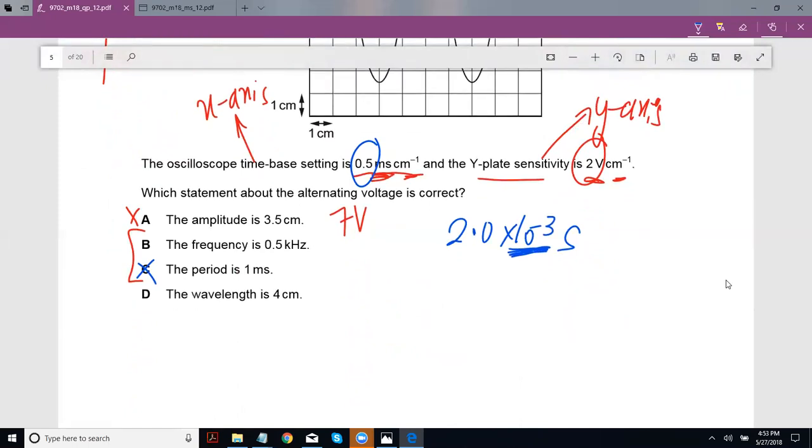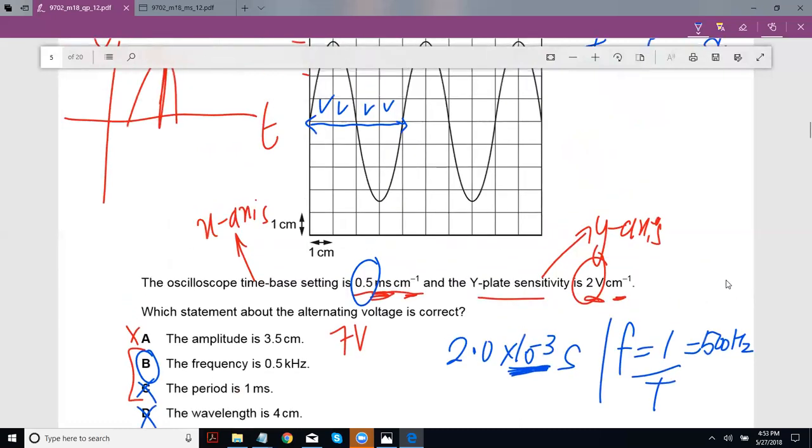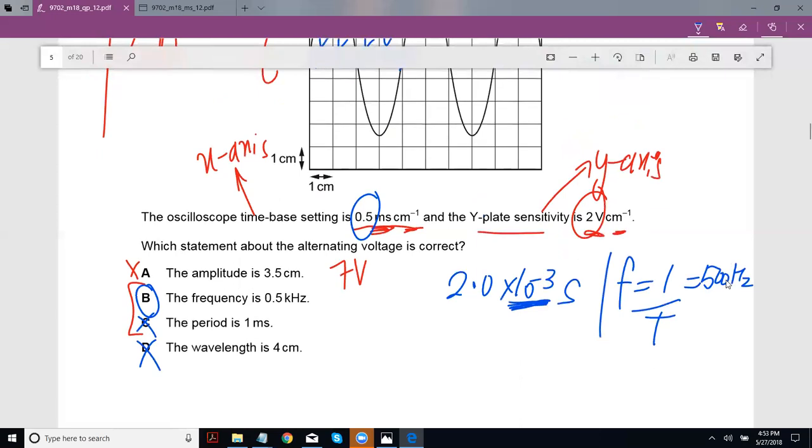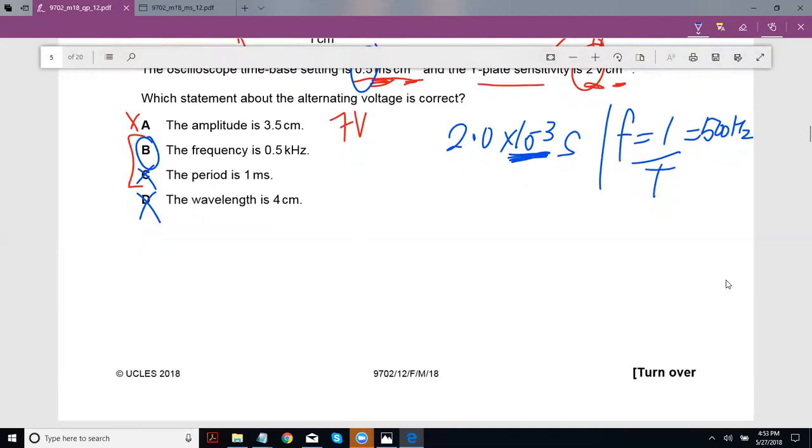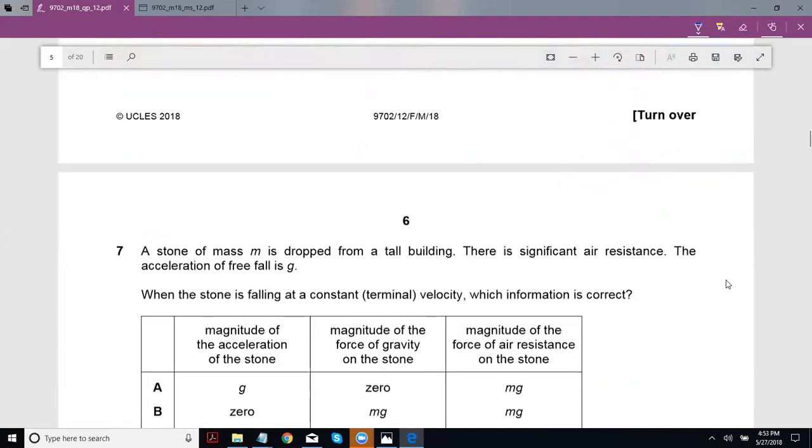For B, frequency is 1 upon time period, which gives you 500 hertz, which is technically 0.5 kilohertz if you divide by 1,000. And that's why the correct answer is B. With D, they're making the same mistake. They're trying to confuse you by saying the wavelength was 4 boxes, so that's going to be 4 centimeters. No, here the x-axis is clearly time, so you can't really make that relation. So that's why A and D were wrong.